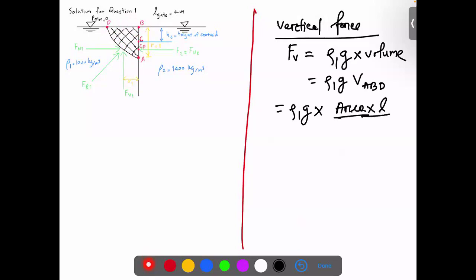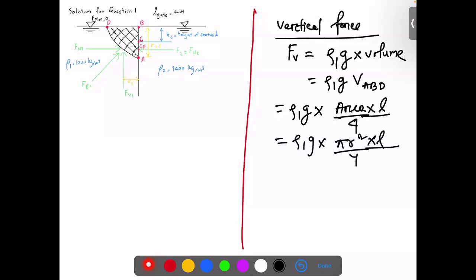The volume of ABD is just a quarter of the area. You can divide by 4 because you need the volume for the quarter cylinder. So you can say it is rho g, area is pi r squared over 4, into L. You can write it like this. Here r is the radius, so the radius is 1.